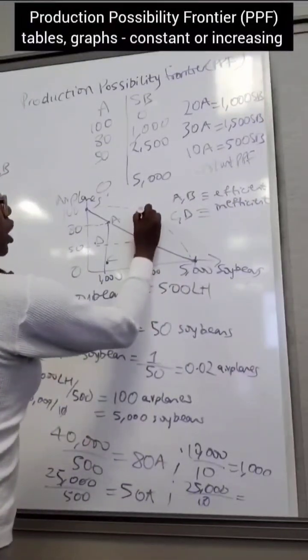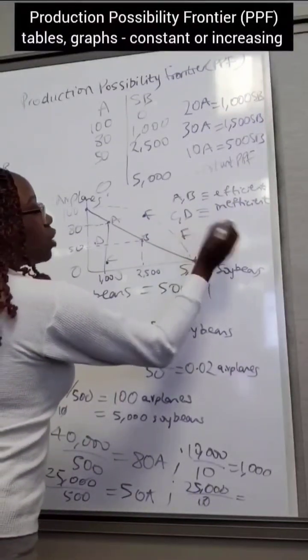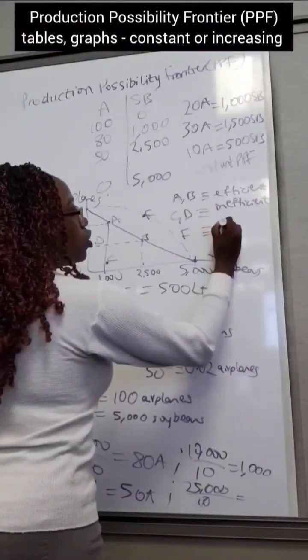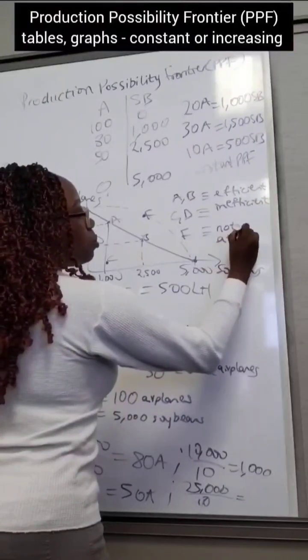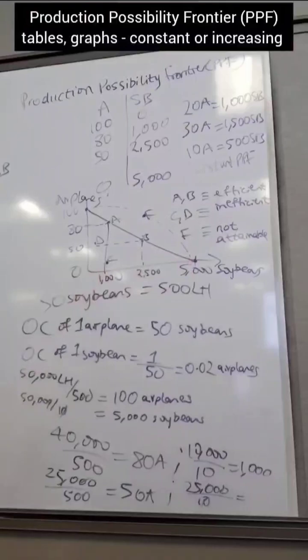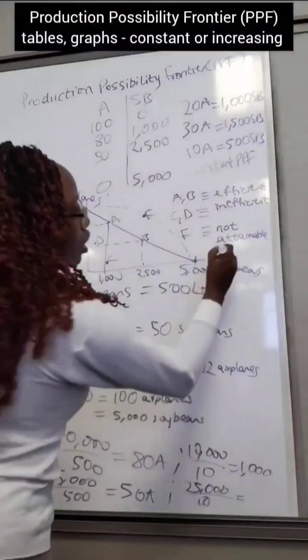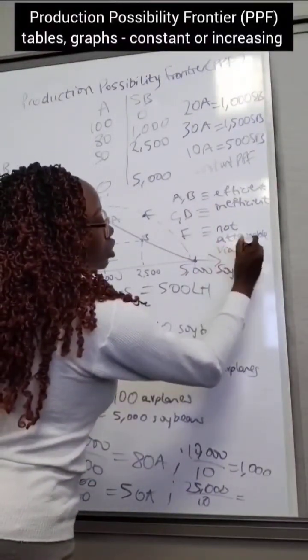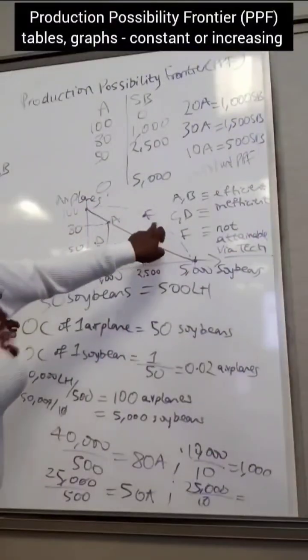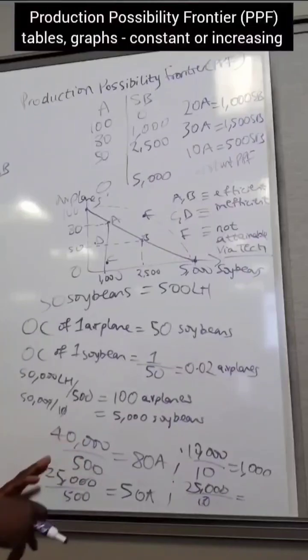How about somewhere here, point F? Anywhere outside the PPF is not feasible, right? So it's not attainable. It's not possible to produce outside the PPF given the resources that you have, okay? The only way you can attain point F is via technology. So technology is the solution to produce outside the PPF on point F, okay? So these are major things to note.